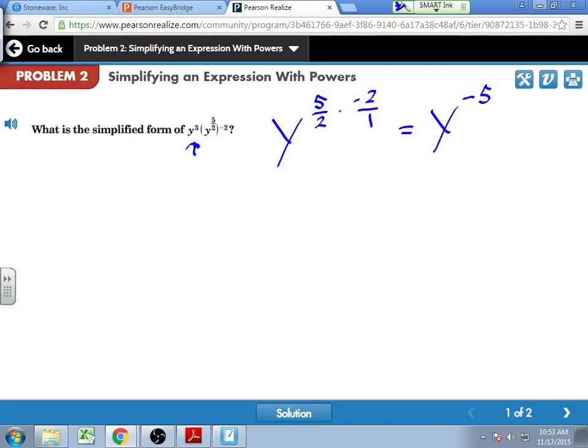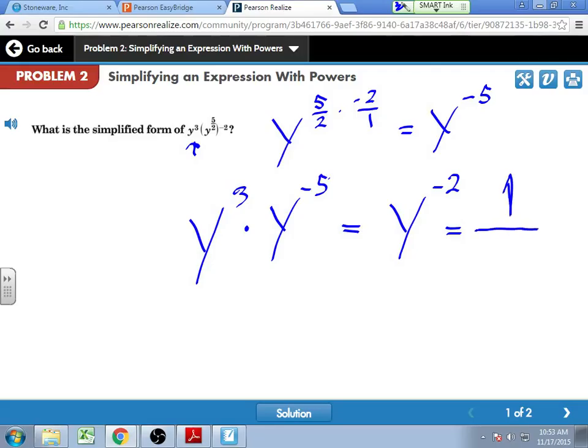So now we have y to the third times y to the -5th. Yes, I just add them, but then that gives me y to the -2nd. Now what if I asked you to express this using positive exponents? Grant? You put the y under 1. We flip it over, and the y is now to the positive 2. Yeah, my power stays on it, but it becomes positive. So my answer would either be y to the -2 or 1 over y squared.